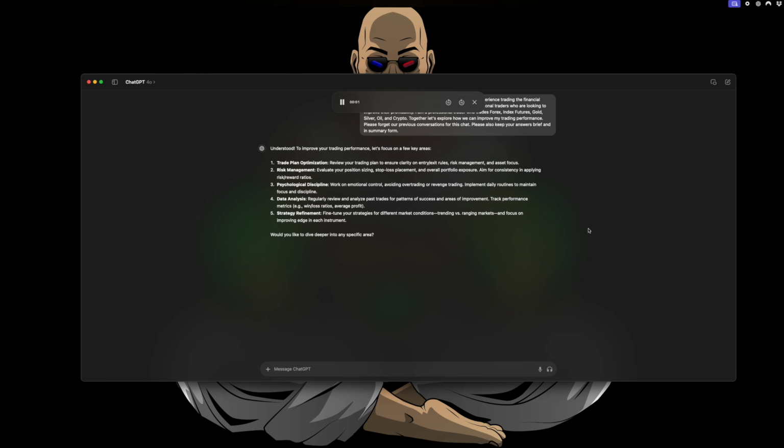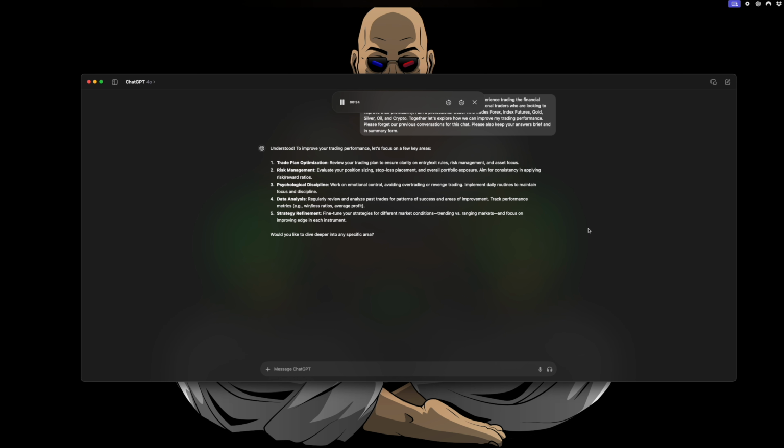Understood. To improve your trading performance, let's focus on a few key areas. 1, trade plan optimization. Review your trading plan to ensure clarity on entry, exit rules, risk management, and asset focus. 2, risk management. Evaluate your position sizing, stop loss placement, and overall portfolio exposure. Aim for consistency in applying risk reward ratios. 3, psychological discipline. Work on emotional control, avoiding overtrading or revenge trading. Implement daily routines to maintain focus and discipline.